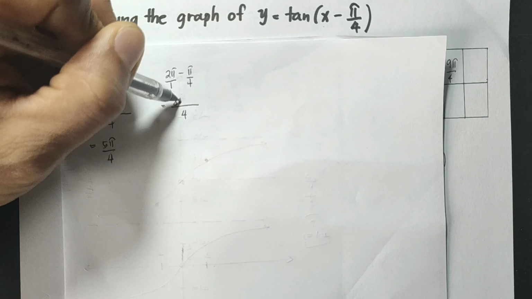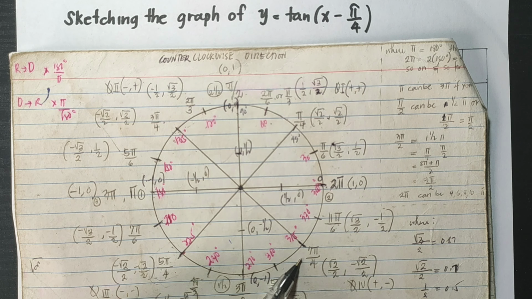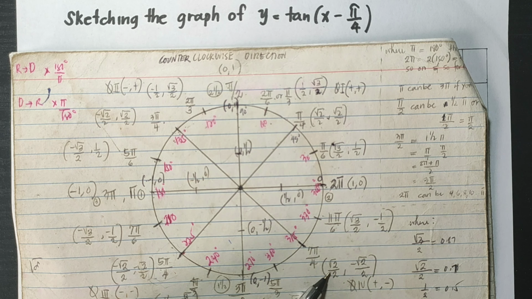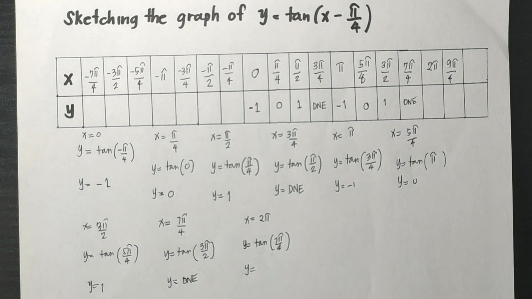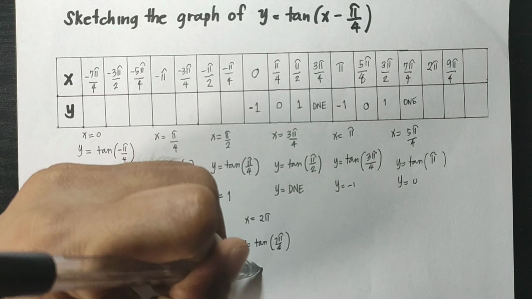So this is the tangent of 7 pi over 4. Then locating it on our unit circle, what is the tangent of 7 pi over 4? The signs of the coordinates are different. So then the sign will be negative 1. So the answer is negative 1. This is now negative 1.